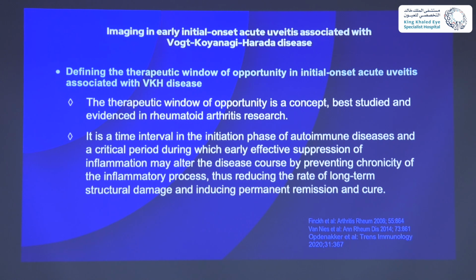It is demonstrated that this is a time interval in the initiation phase of autoimmune disease. This is the first early phase of the initiation of the autoimmune disease, and the critical period during which early effective suppression of inflammation may alter the disease course by preventing chronicity of the inflammatory process, thus reducing the rate of long-term structural damage and inducing permanent remission. You can induce permanent remission if you treat autoimmune disease very early in the course of the disease.